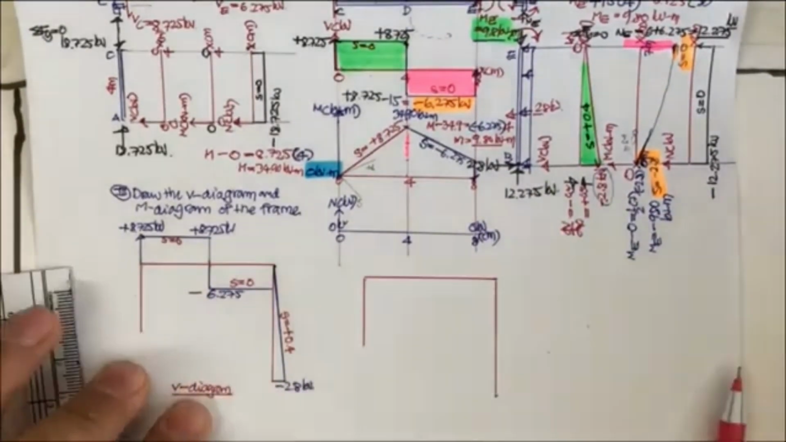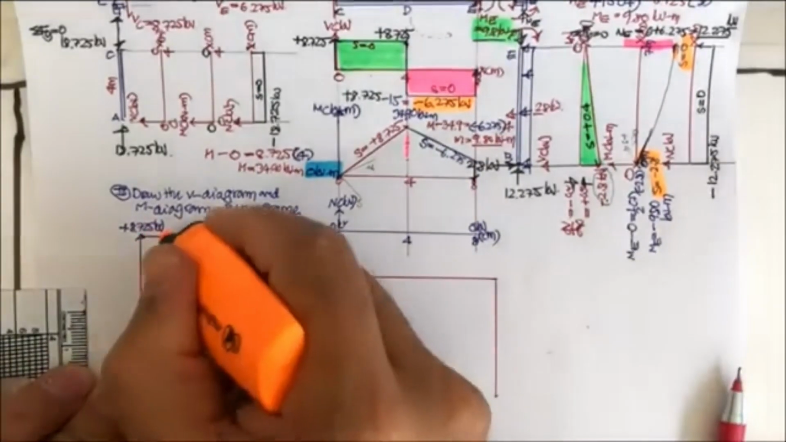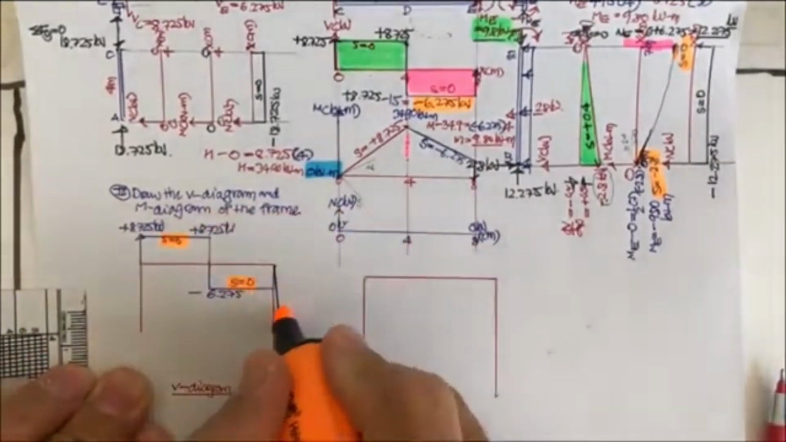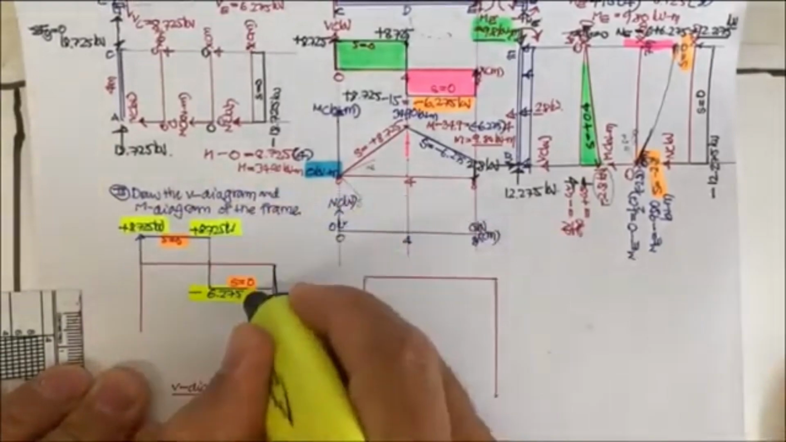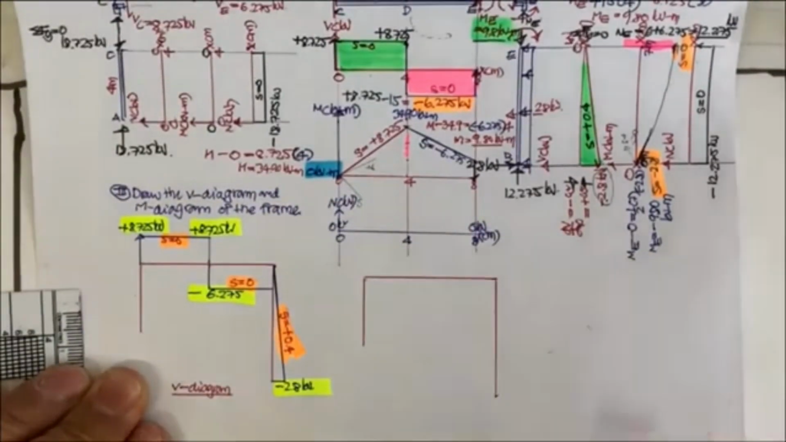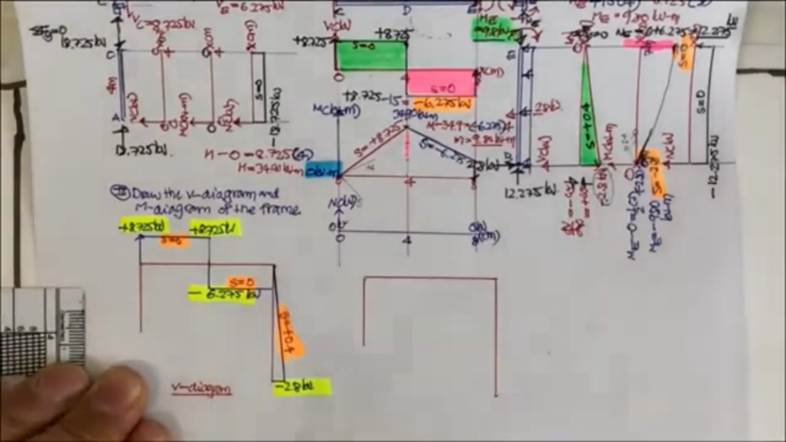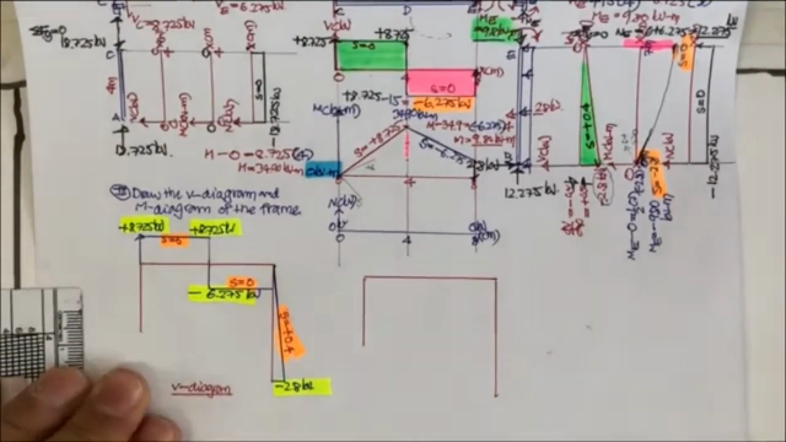And the value here is going to be minus 2.8 kilonewton. You put the slope clearly. You also put the value and also the unit clearly. This one is going to be kilonewton also. That is a beautiful shear diagram.